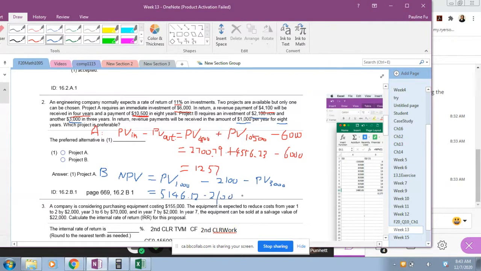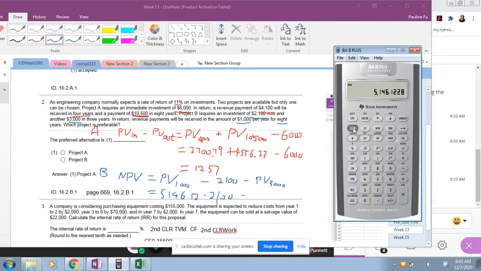Now I'm going to calculate the present value for 3,000. The 3,000 is the future value. 0 is PMT, 11 is IY, 3 is N, compute present value. Okay, so the present value is 2,193.